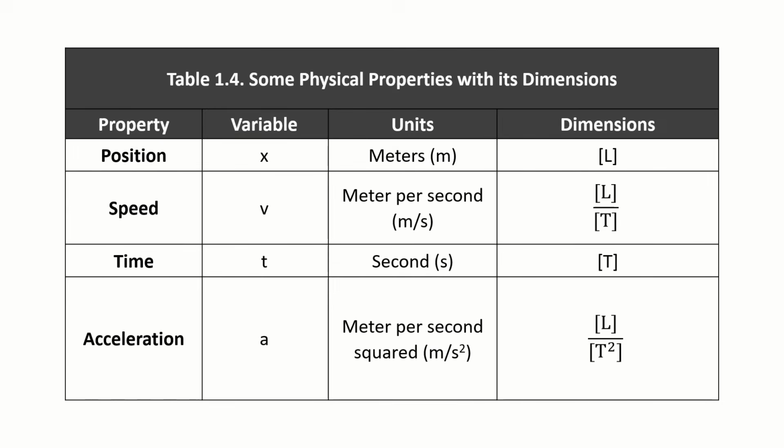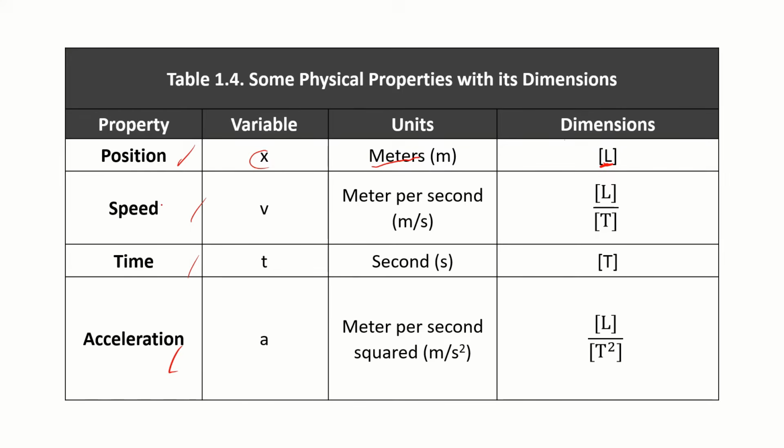So, some common physical properties with their dimensions are the following. Since madami tayong problem sa physics, General Physics 1, na nag-involve nito, ito yung ilalagay natin dito. For most common physical properties, we have the position, the speed, the time, and the acceleration. And here are the symbols of these. Kapag nasa equation, ito yung nakikita ninyo: x, v, t, and a. And the units that describe these properties are, for position, meters. So, we know that meters is a measure of length. That's why ang dimension ng position is length.